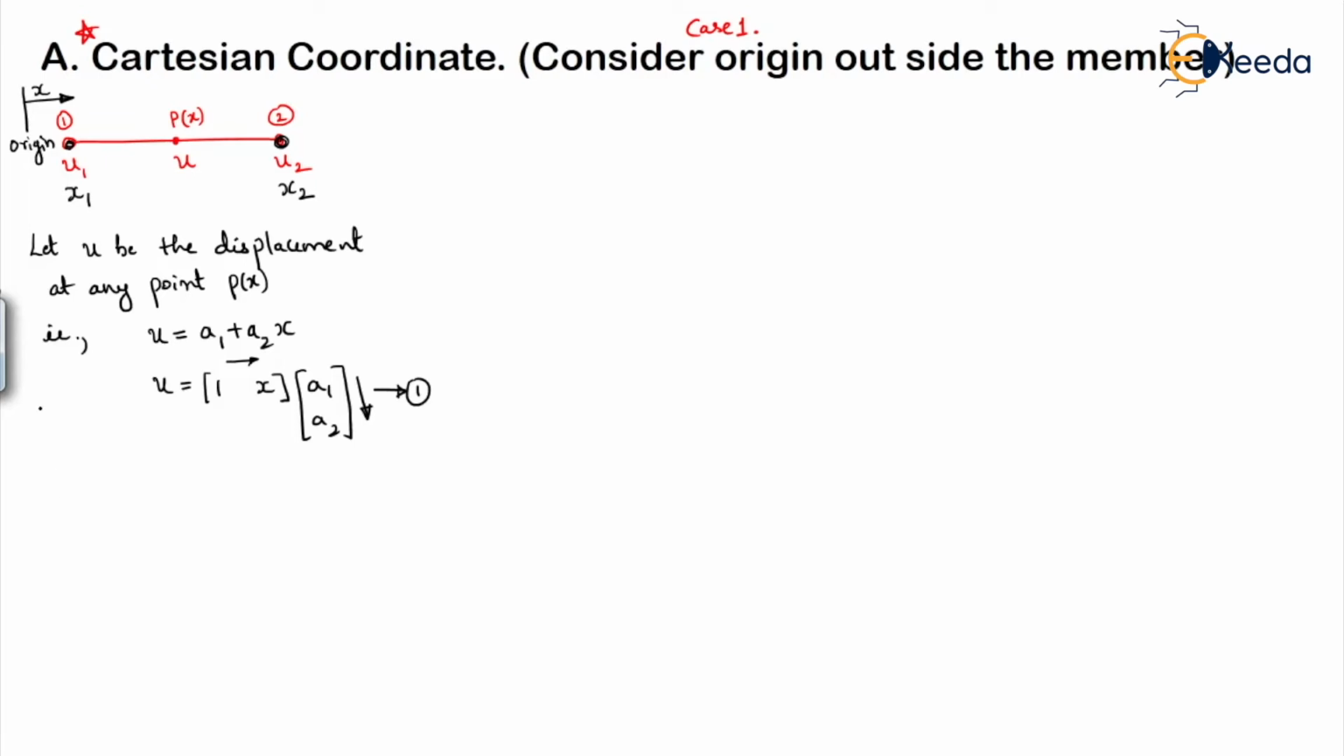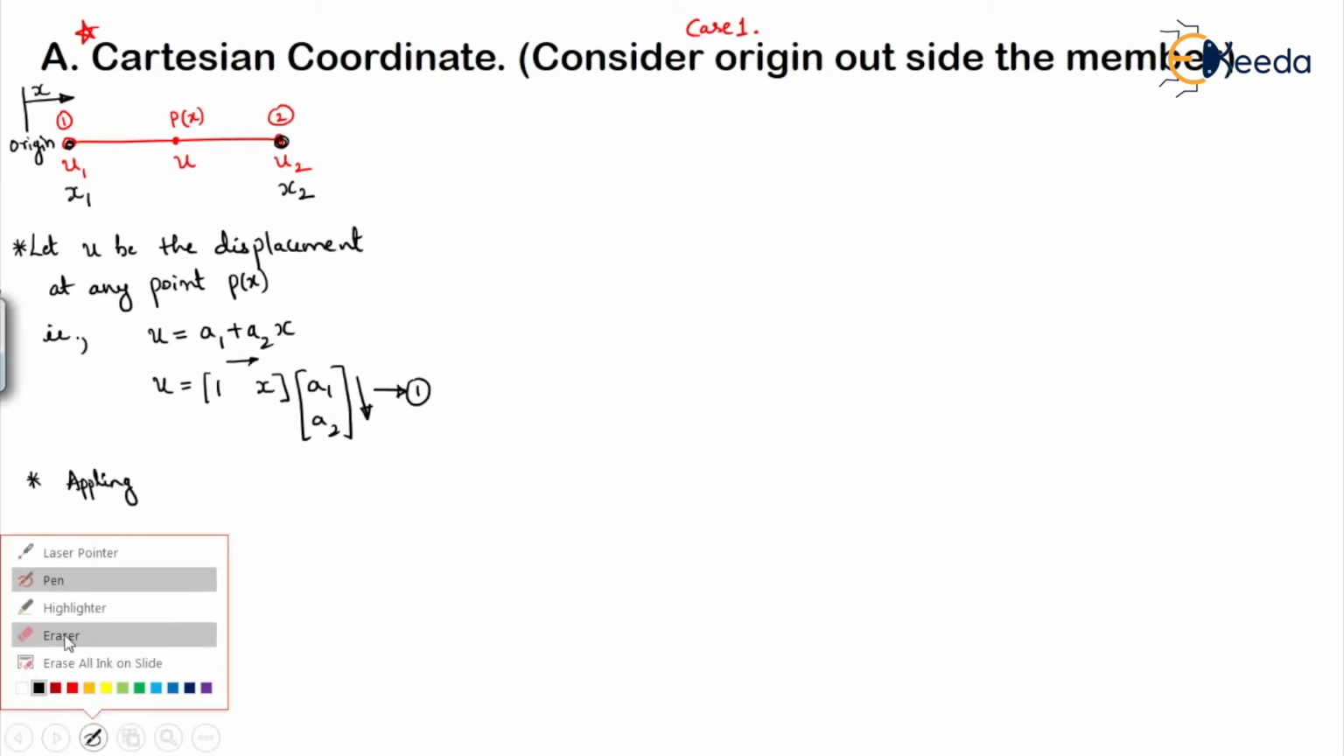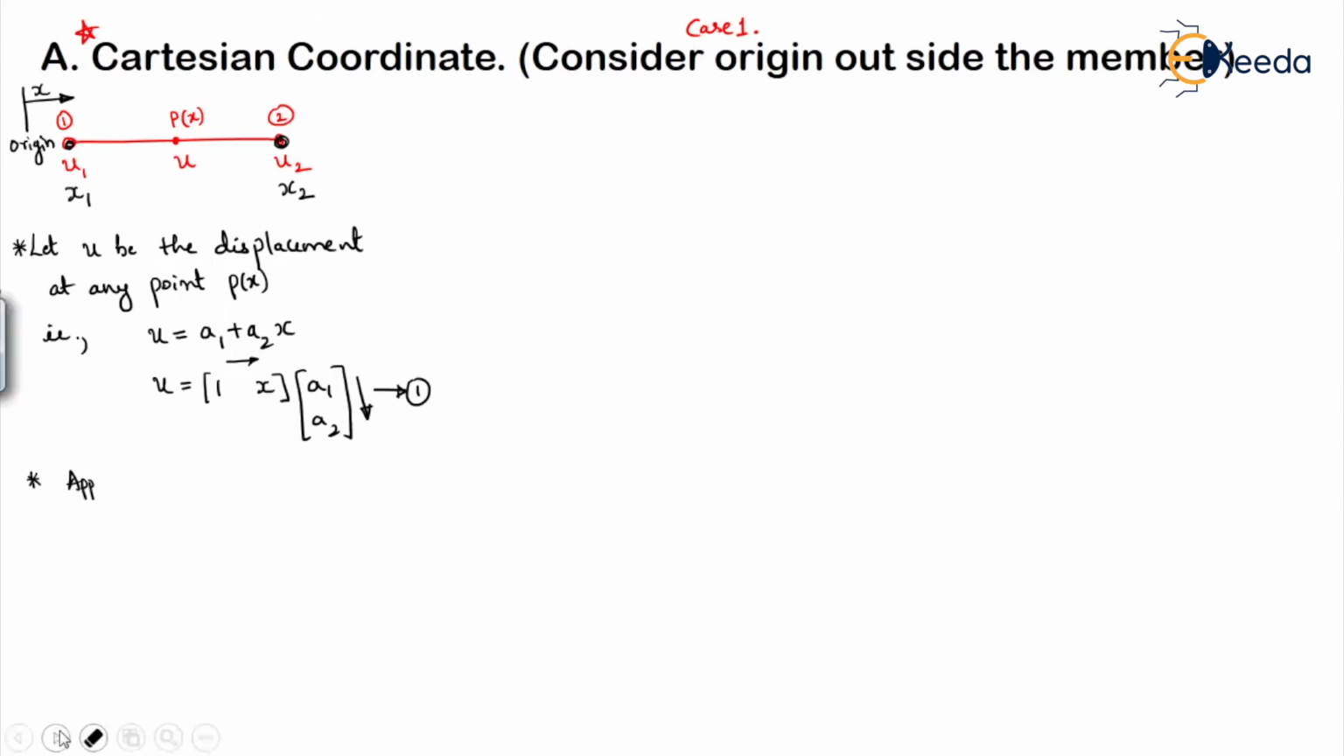Right, now what? This is your writing of u. Right, then what do we have to do? We have to write, apply boundary conditions. Okay, applying boundary conditions.